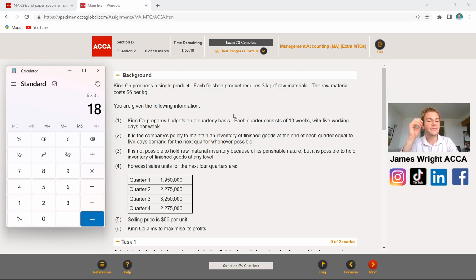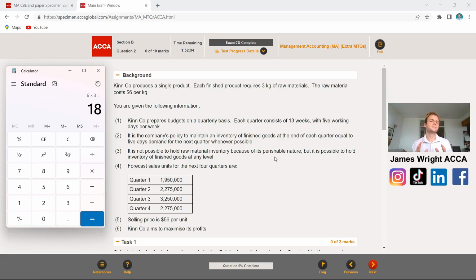We're also given the following information, that Kinco prepares budgets on a quarterly basis. So you can see quarters 1, 2, 3, and 4. Each quarter consists of 13 weeks with 5 working days per week. So in that quarter, that relates to 13 weeks. It is the company policy to maintain an inventory of finished goods at the end of each quarter equal to the 5 days demand, so that's 1/13 demand for the next quarter where possible.